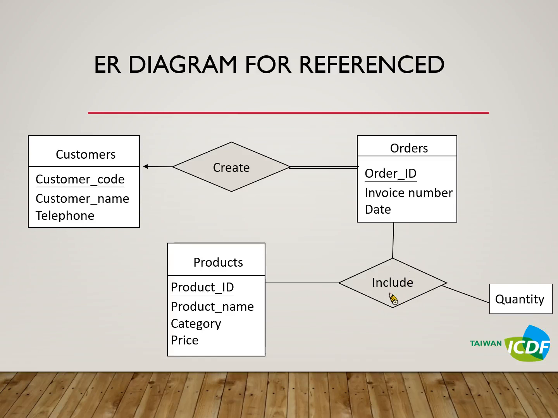In addition, this relationship has to record the quantity values. In other words, the values of quantities will vary and depend totally on which products are included in which order. This is the whole ER diagram, and everyone can try to reduce it into a relational schema. After 20 minutes, we will discuss the generated schemas.